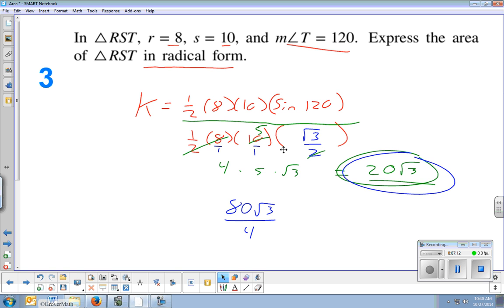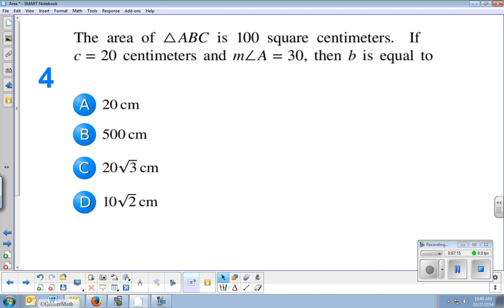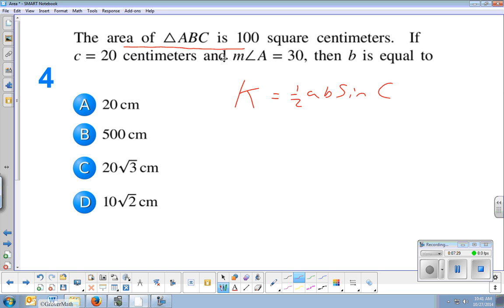And then finally, the last way one of these problems could go is they could give you the area. So the area of a triangle is 100 and ask for a piece. So K equals 1/2 AB sine C. So they're saying the area is 100. And so that equals 1/2 of a side times sine of an angle. C equals 20. Okay. Angle A is 30, so that's the angle I'm using. So sine 30. And then what is B?